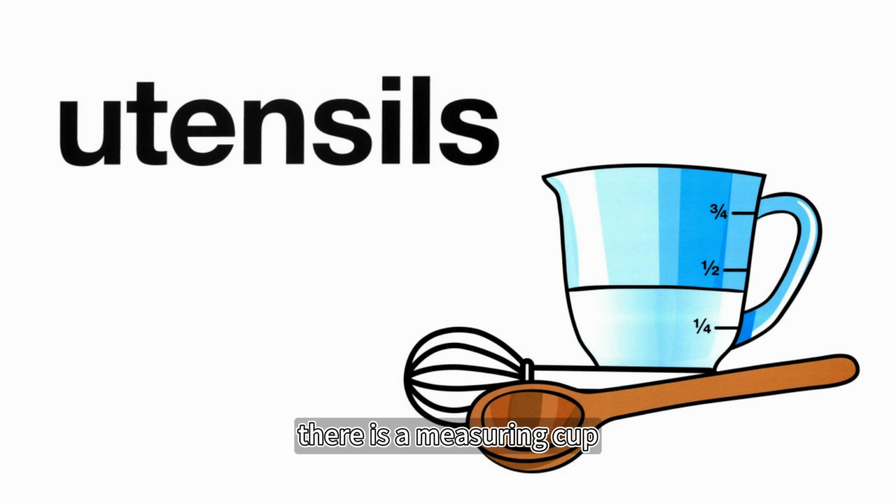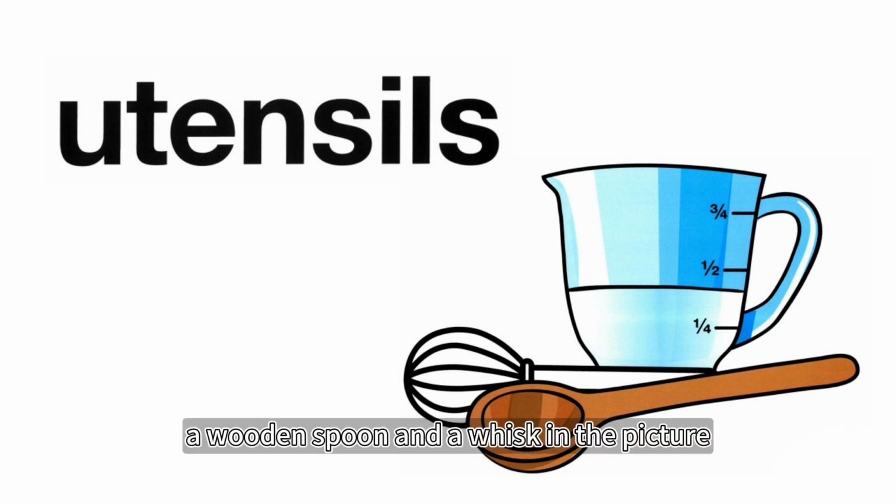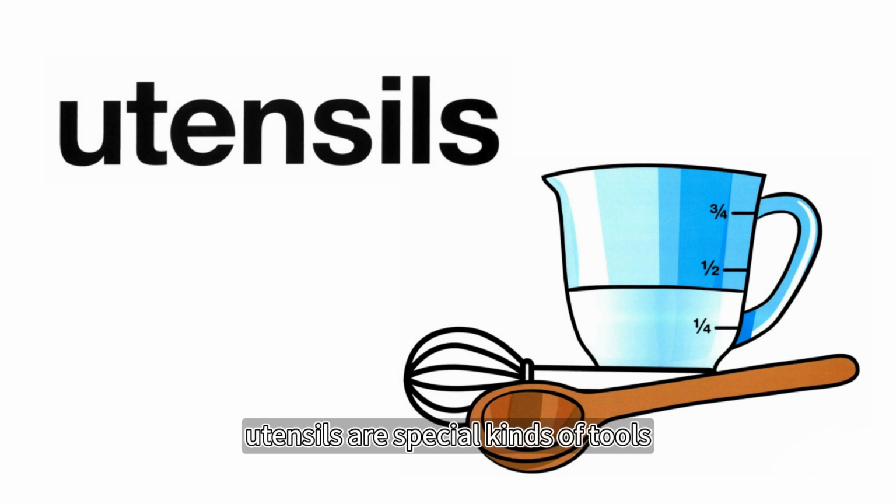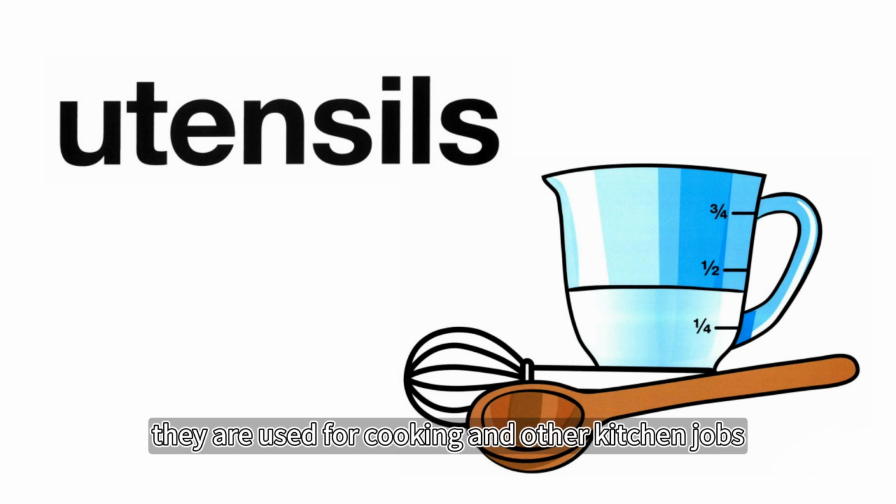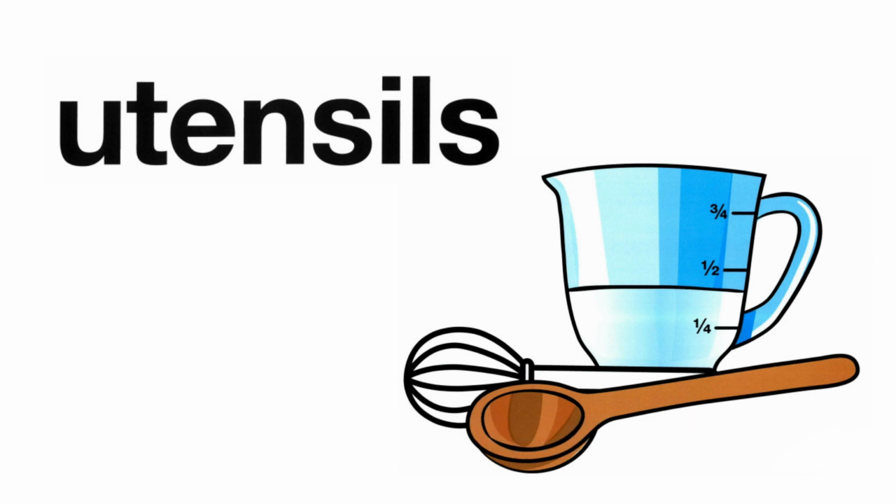Utensils. There is a measuring cup, a wooden spoon, and a whisk in the picture. They are different kinds of cooking utensils. Utensils are special kinds of tools. They are used for cooking and other kitchen jobs.